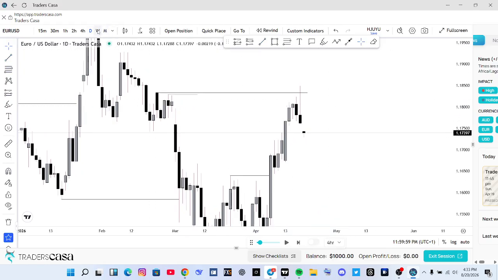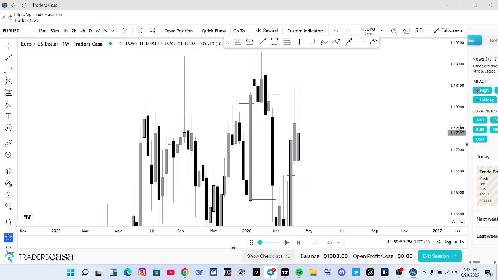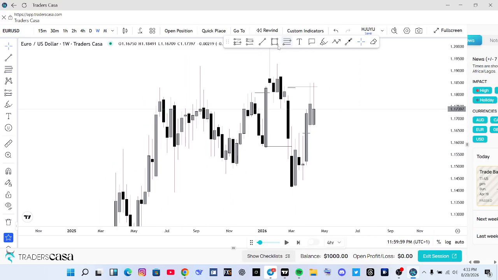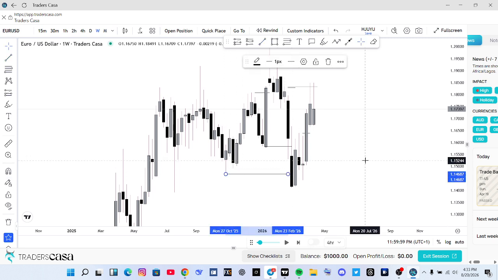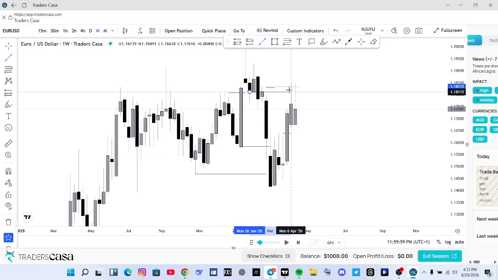So now let's see what weekly looks like. I told you guys in origin and delivery that you should always go to your weekly time frame, not just to look for structure, but to look for your storyline. You should look for a weekly storyline. Now on our weekly time frame, you see that price is coming from this key level.